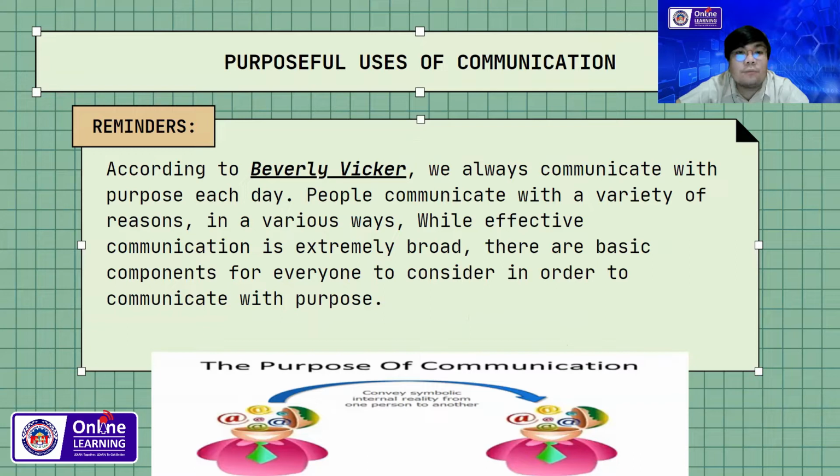And according to Beverly Vicker, always communicate with purpose each day. People communicate for a variety of reasons in various ways. So meaning to say, each person has their own reason why we communicate in the very first place. It can be a personal reason, it can be an economical reason, or whatever it is. But the point is that there is always a reason why we communicate in the first place.